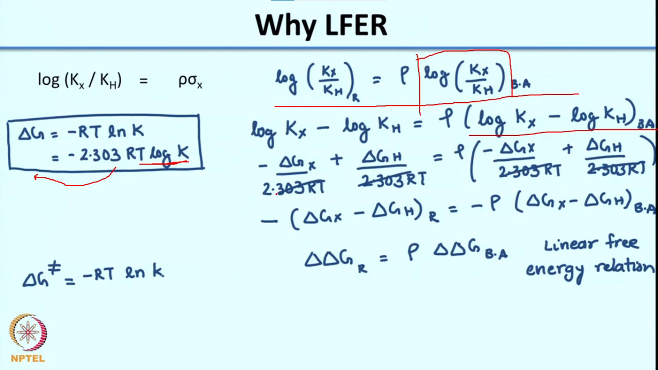Now all of you can see that we have the constant term 2.303 RT on both sides, which gets cancelled, giving minus (delta Gx minus delta Gh) equal to minus rho times (delta Gx minus delta Gh of benzoic acid). Did all of you understand this equation? Because this is a difference of delta G energies, where delta represents a difference, we write delta G of R equal to rho delta G of benzoic acid. The minus sign gets cancelled on both sides. So this is the equation for the linear free energy relation, and that's why it's called a linear free energy relation. I hope all of you understood this equation.